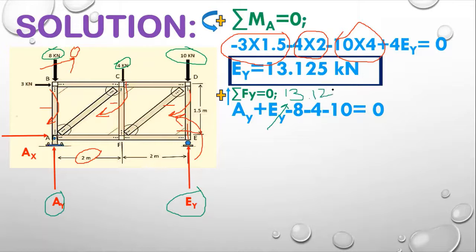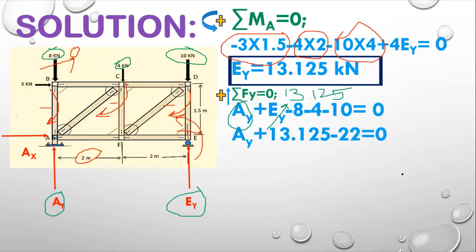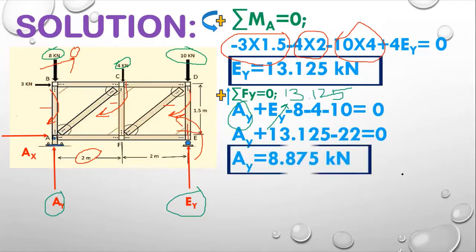We will put it here, that is 13.125 in kilonewton. And this is AY, so we have to calculate AY from here. So how can we calculate it? You can see I put 13.125 minus 22, and it is coming out to be AY equals 8.875 kilonewton.